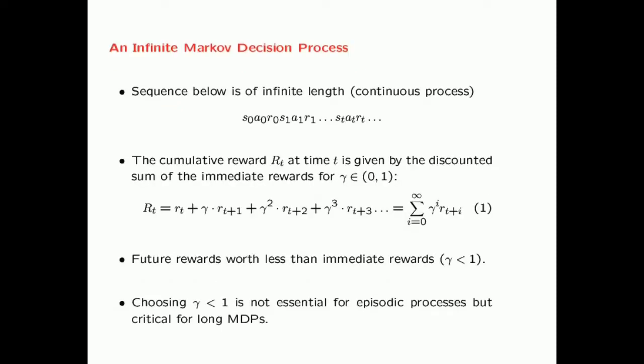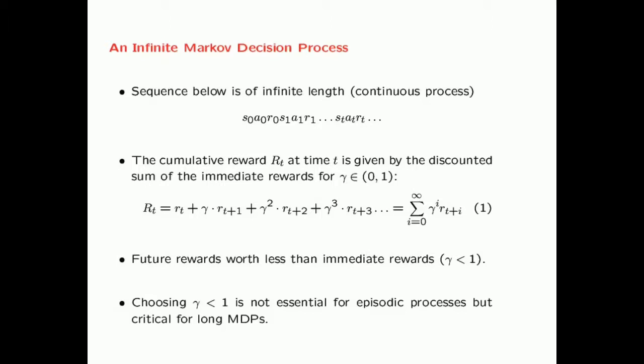So let's look at the concept of an infinite Markov decision process. This is just like the finite Markov decision process which we introduced in the previous lecture, except that here the sequence below has infinite length because it's a continuous process which occurs over time. You can see I have annotated states by S_i, actions by A_i, and rewards by R_i. So you always have this cycle S0, A0, R0, S1, A1, R1, and this sequence keeps going on all the way to infinity.